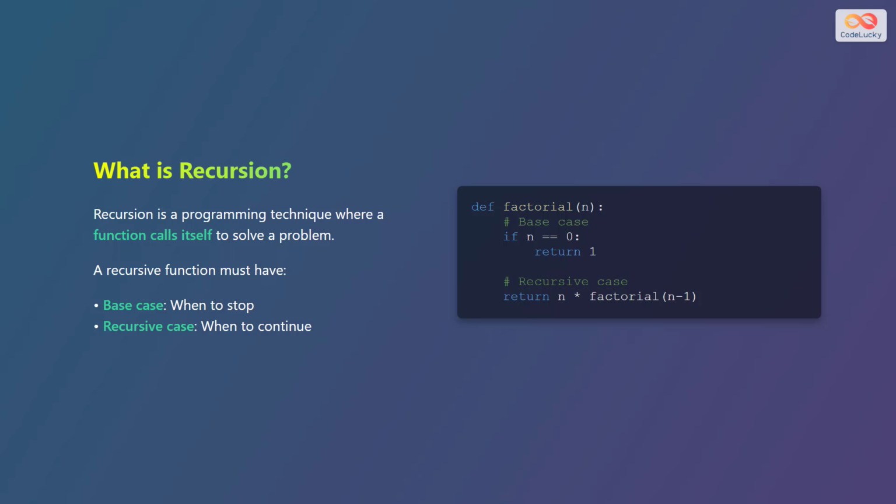Here is an example of factorial function. We will define factorial of 0 as 1, which is our base case. Otherwise, the function will call itself to calculate the factorial of n-1.